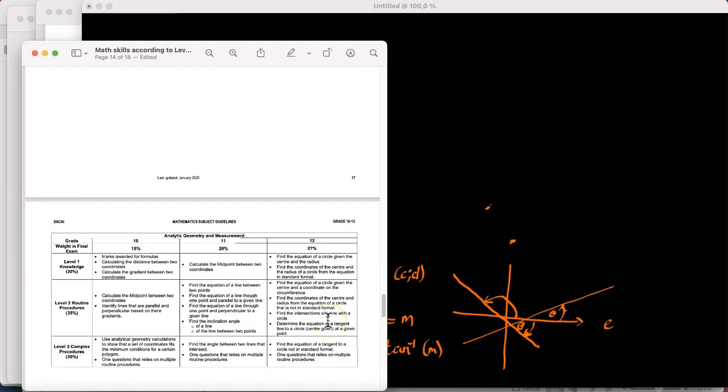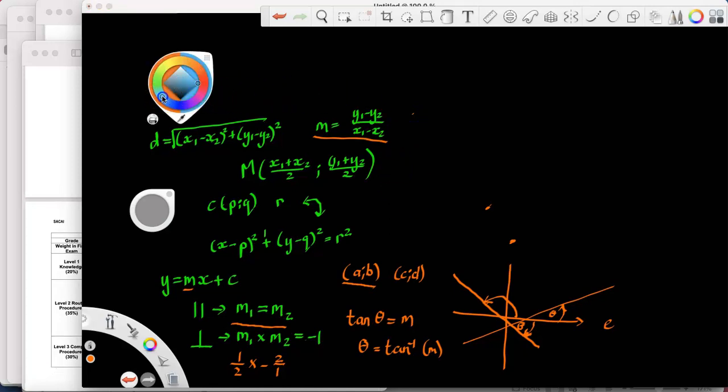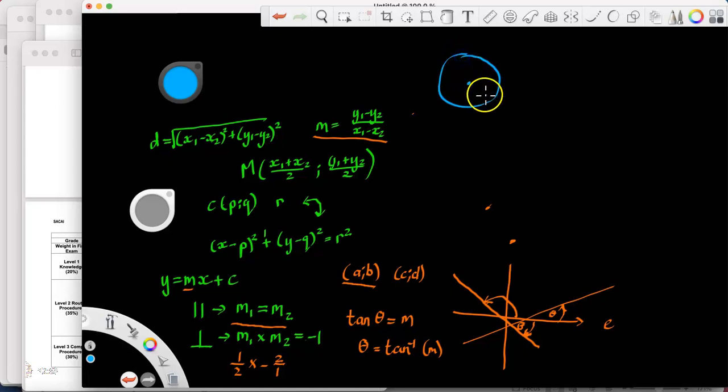And now for grade 12, find the equation of a circle given the center and a coordinate on the circumference. That is an ability that I should be able to do. So let's quickly see what they mean by that. They give us a circle and they give us the center. They give us a point here, let's call that (a, b). Given that, find the equation of a circle.